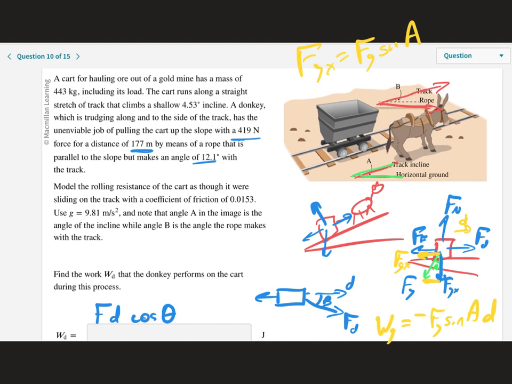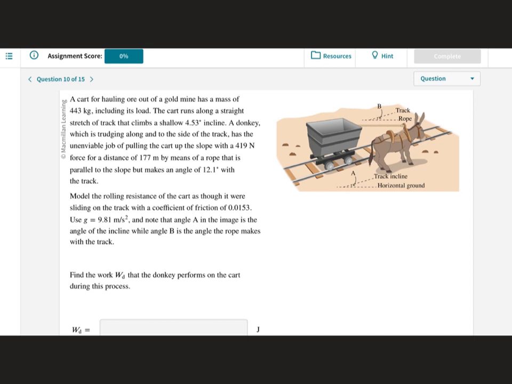FG is the mass of the cart times 9.8. Mass of the cart is given in the problem. So it's going to be negative m of the cart times g times the sine of angle A times the displacement, which is also given in the problem. That's how you get the work done by gravity. All right, last we're asked to find the work done by the frictional force. And the frictional force is also going to be opposing the motion, so it's going to be negative force of friction times the displacement. But we got to figure out the force of friction.